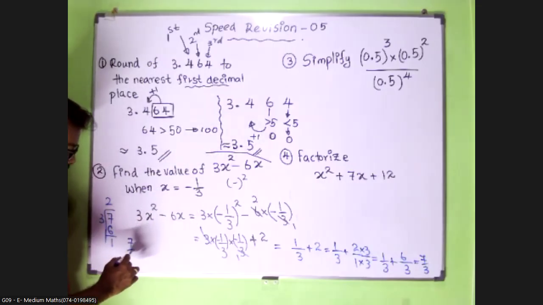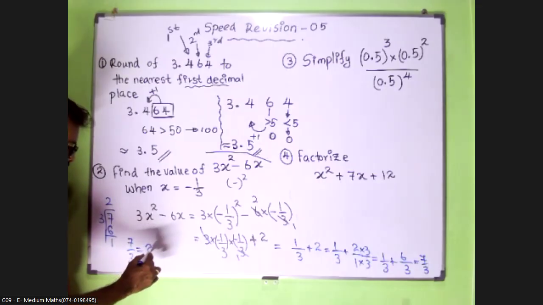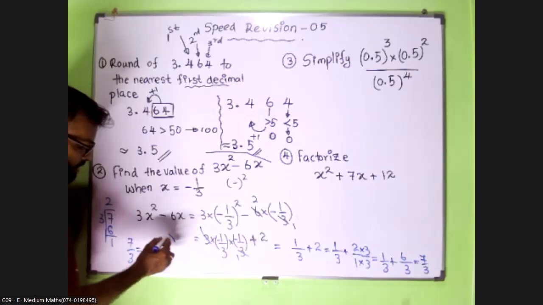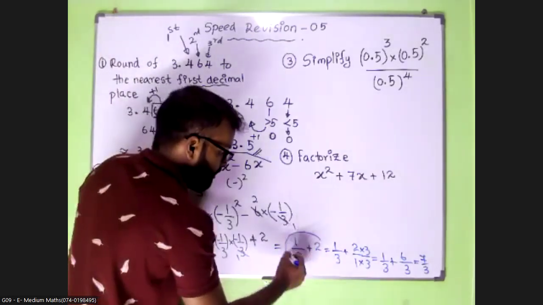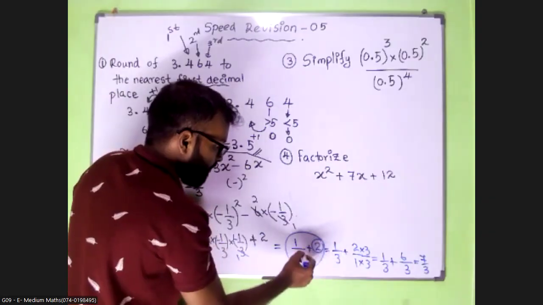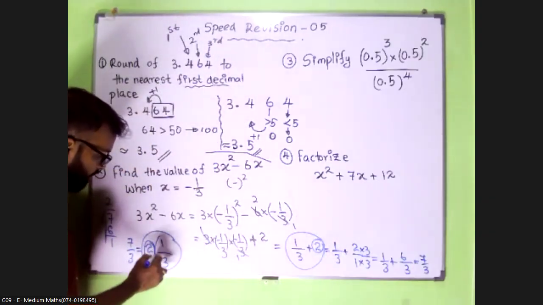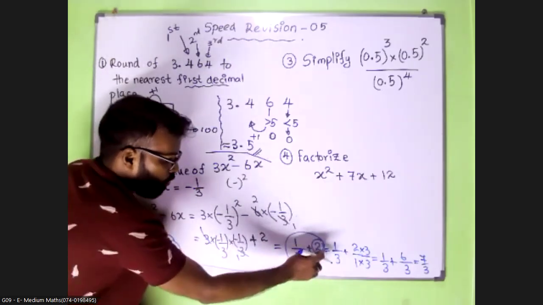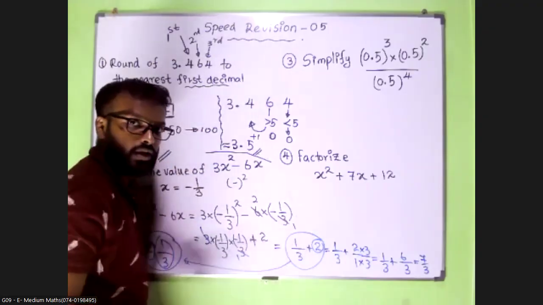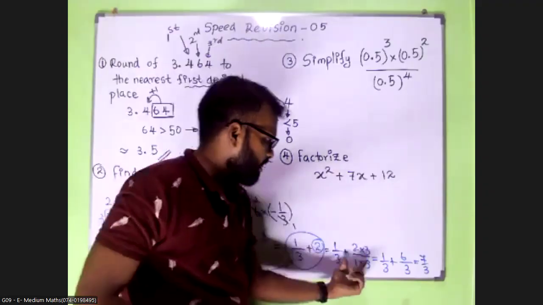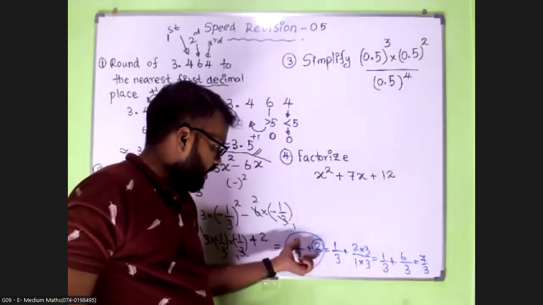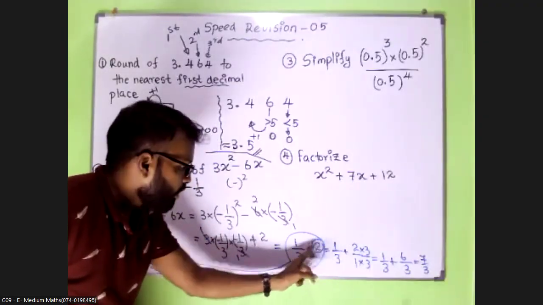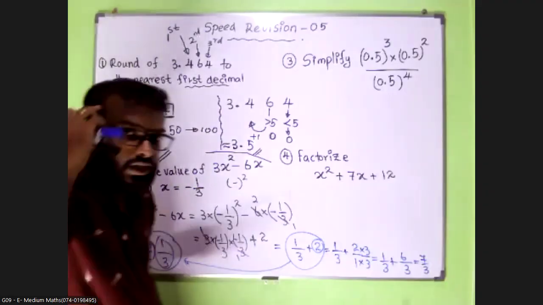So 7 upon 3 equals 2 as the whole number portion, the remainder is 1, and the denominator is 3. This can be obtained directly by looking at these two numbers: whole number part and the fractional part. This can be written directly like this: 2 and 1 upon 3. Keep that in mind as well, for your knowledge. By looking at this at once, you can obtain the whole number part and the fractional part, 2 and 1 upon 3. Keep that in your mind.